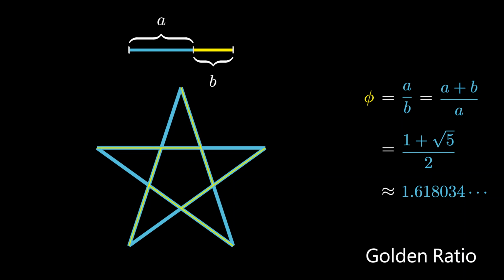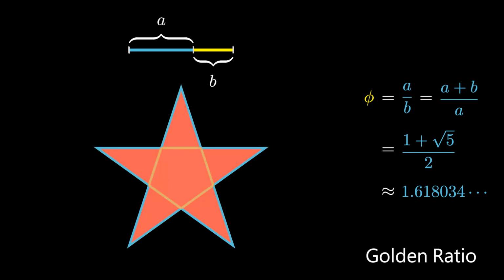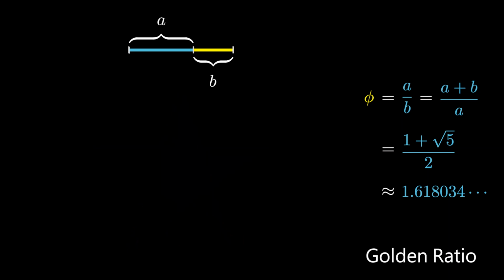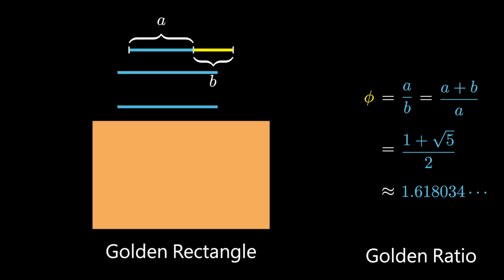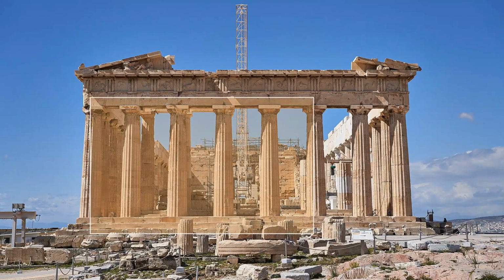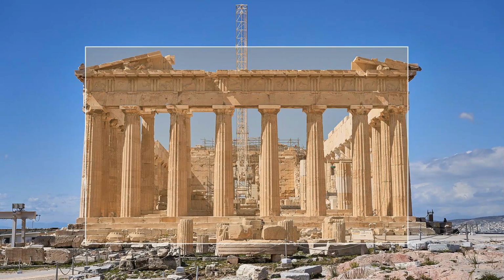The intertwining lines of the pentagram create various segments, all of which are in the golden ratio to each other. Artists have long viewed the golden ratio as the most aesthetically pleasing proportion, which makes the pentagram appear so balanced, harmonious, complete, and beautiful. Beyond the pentagram, the golden ratio often appears in the forms of the golden rectangle and golden spiral in art and nature. The golden rectangle is defined as a rectangle with length and width in the golden ratio. Many ancient structures, such as the Parthenon, incorporate the golden ratio.